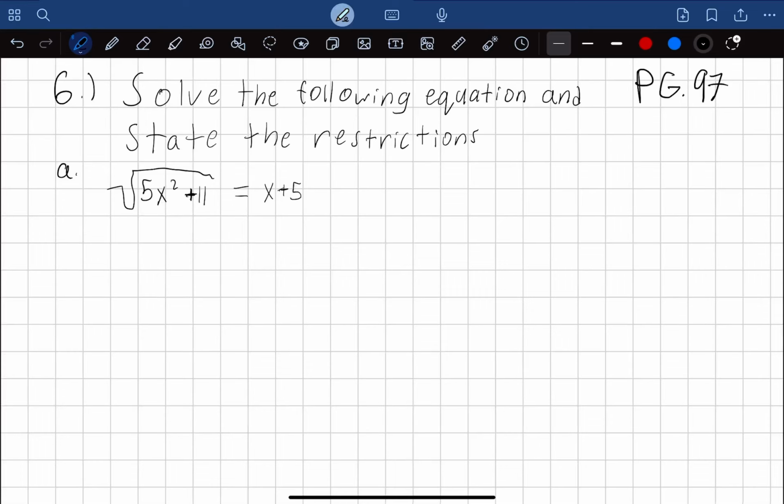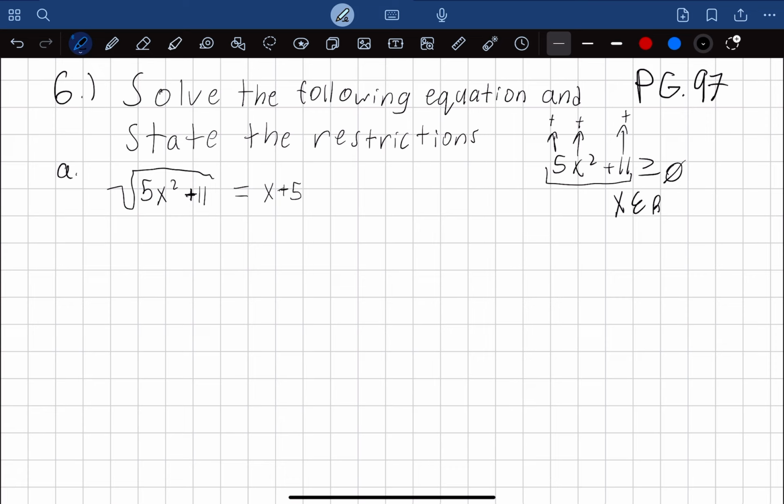Here on page 97, question 6, we're now looking at solving radical equations along with stating restrictions. So the first restriction we're going to look at is that the inside of the radical be greater than or equal to 0. However, we know that the 5 is positive, any number squared will be positive, and 11 will be positive, which means that this will be positive no matter what, or greater than or equal to 0. So what that means is the only restriction here is actually just x ∈ ℝ.